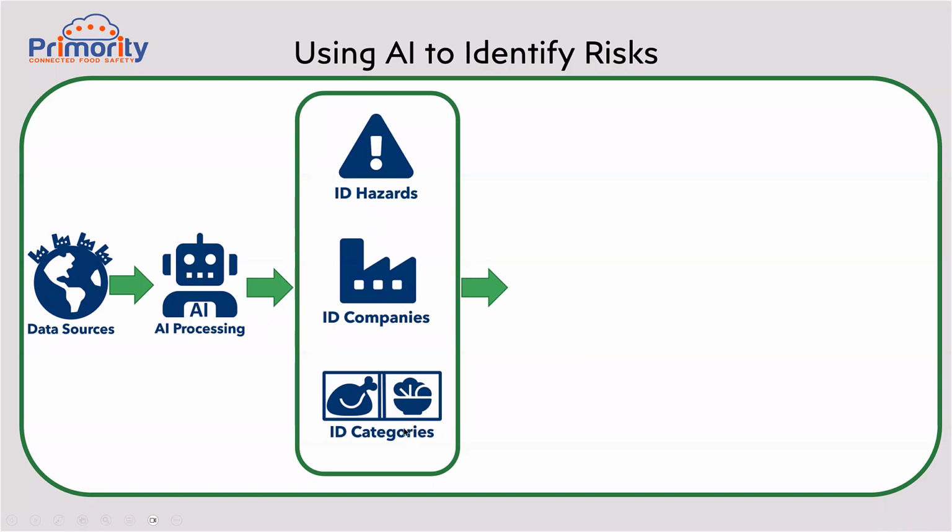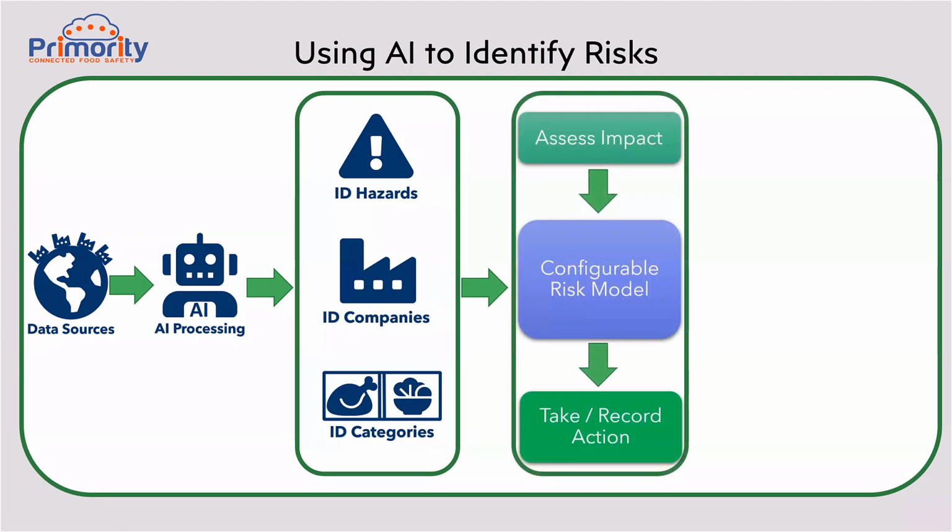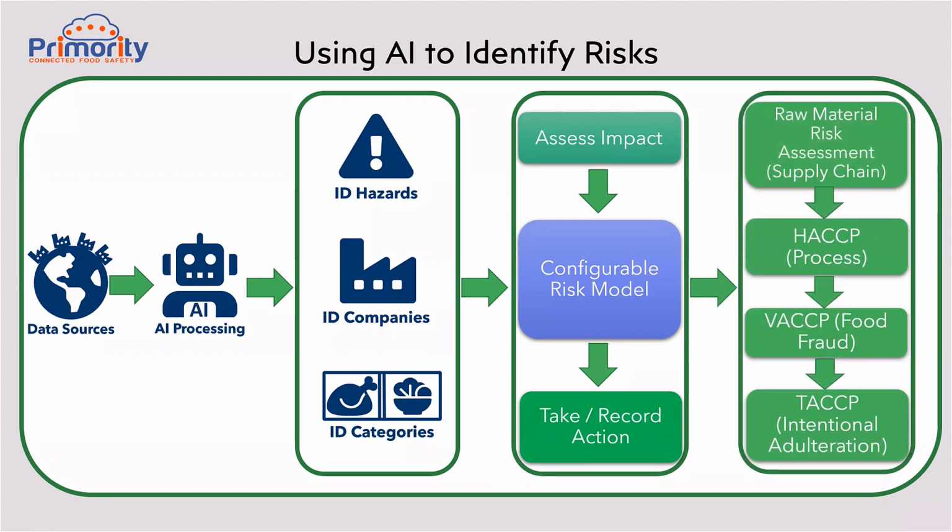So that all comes into this stage here where we can identify specific hazards, companies, and categories of products. We can then use that in our risk models to assess impact, and we can make those models configurable, and then we can record corrective action and what other monitoring we're going to do. And all of this then feeds into the raw material risk assessment, which we're focusing on today: CASUP, VASUP, and TASUP, food fraud and intentional adulteration. So we're not going to look at these today. We're going to have another webinar to focus on that, probably in around a month's time.